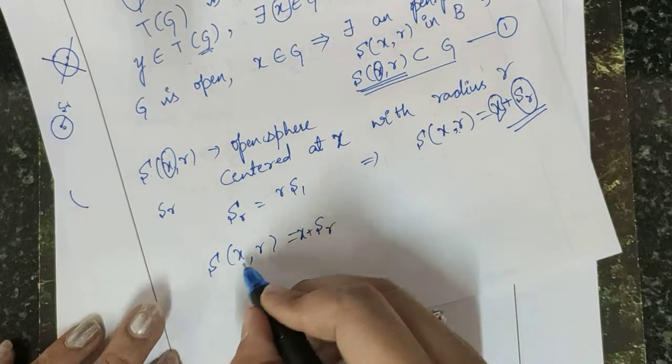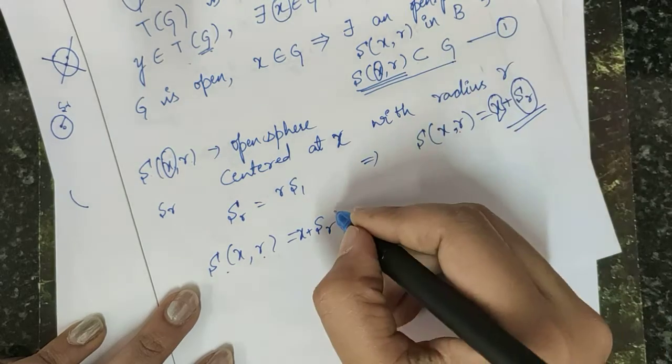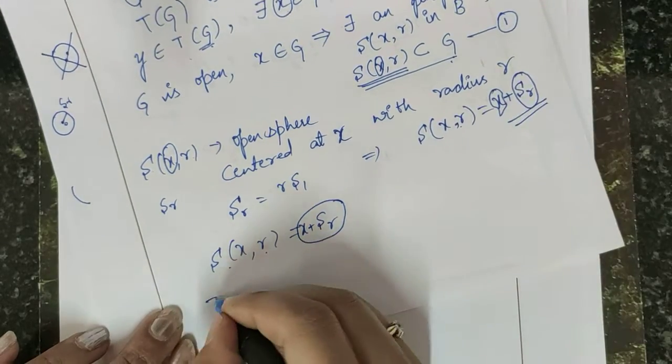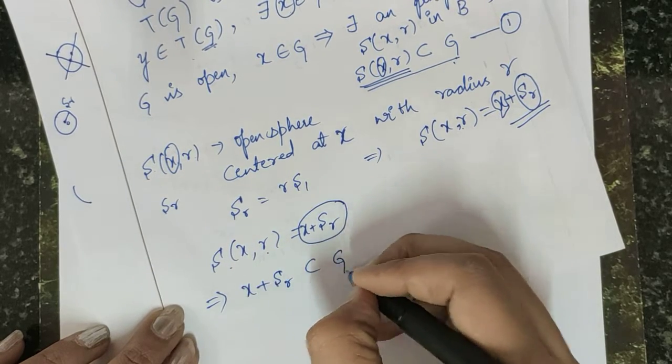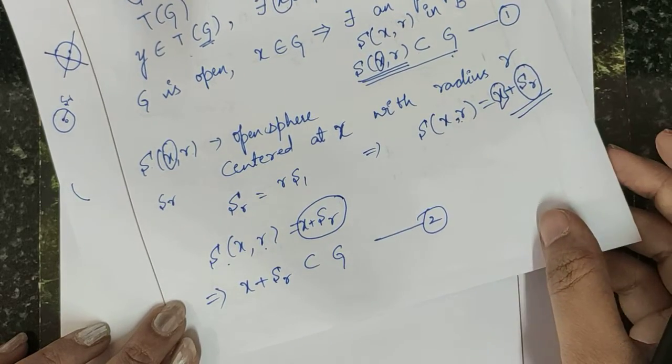So now if S of x comma r is a subset of G, we can say that x plus SR is also a subset of G, right? So this implies x plus SR is also a subset of G, and call this your equation number 2. Okay.